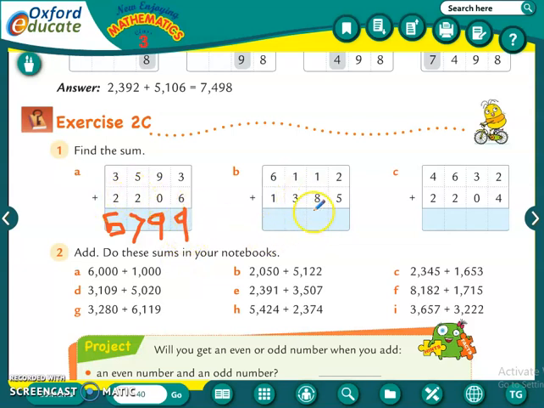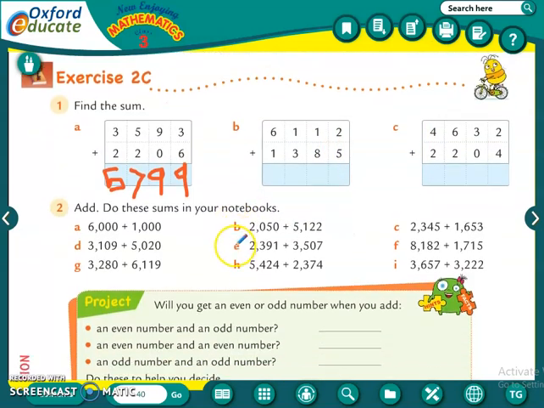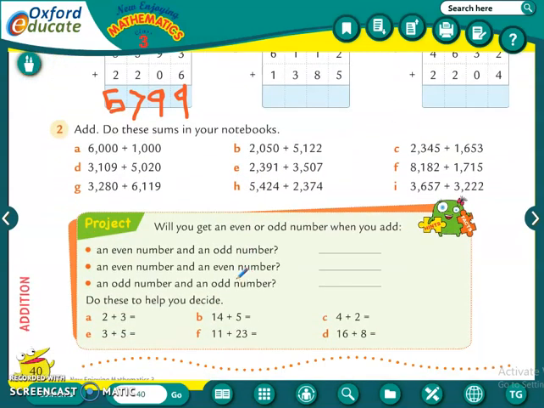Now like that you have to do all the sums. B and C you can do in the textbook, but afterwards the second question, do these sums in your notebooks. So all these sums you have to do in your notebook. Now this is the project, you have to do this by yourself. Try by yourself.